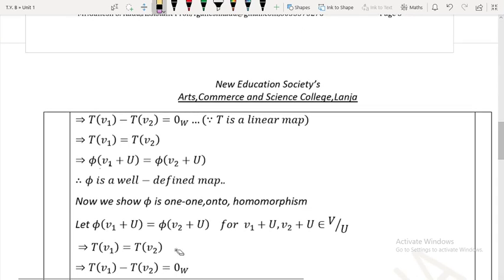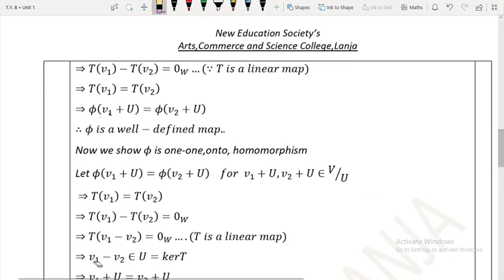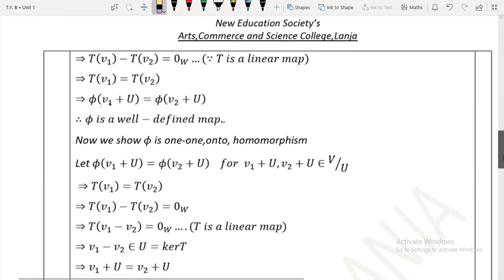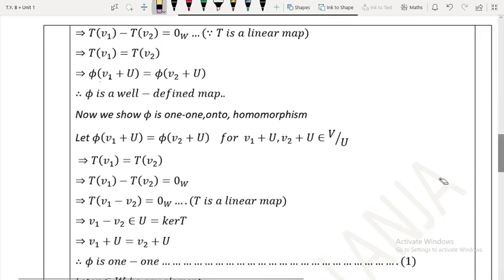Therefore T of V1 will be equal to T of V2. This will imply T of V1 minus T of V2 is equal to 0. Since T is a linear map, this thing will happen. Therefore V1 minus V2 will belong to U, that is our kernel of T. Therefore V1 plus U will be equal to V2 plus U. That if and only if result we have used. Therefore phi is 1 1, and I will call it as 1.